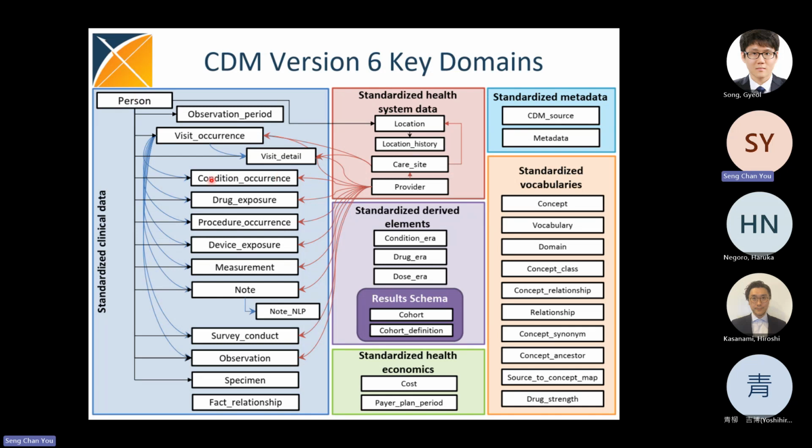And condition in the CDM means disease. So if you want a disease diagnosis, you can find it in the condition occurrence table. Then there are drug exposure, procedure occurrence, device exposure, and measurements, which are laboratory findings such as hemoglobin level or the level of sodium. And observation, you're hardly going to use this table in your study.